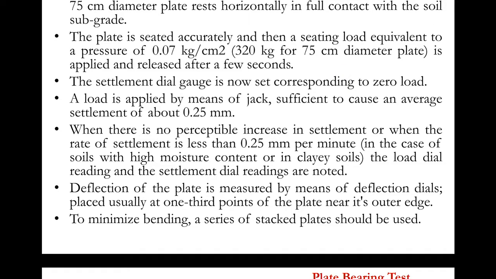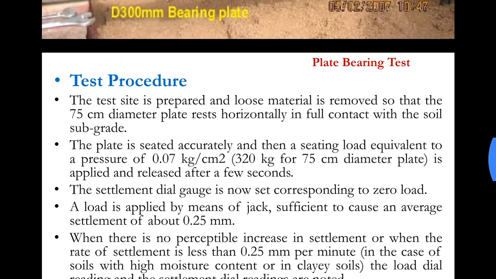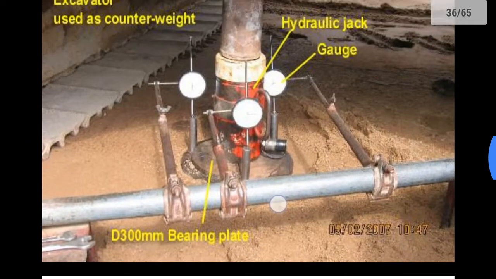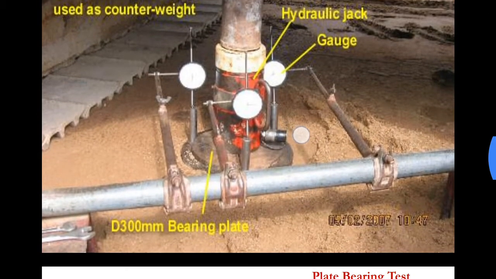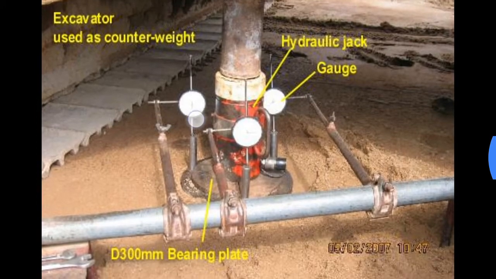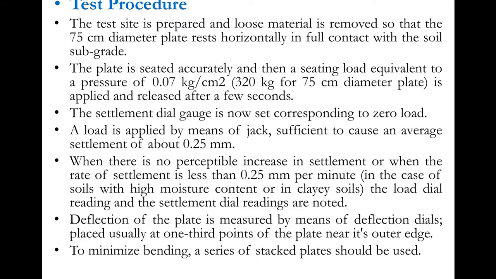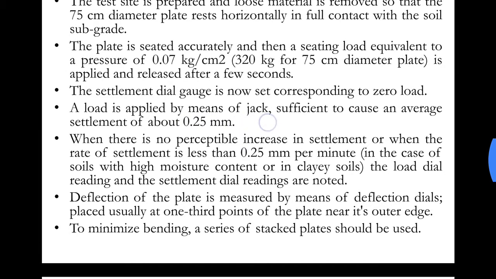The settlement dial gauge is now set corresponding to zero load. After applying the seating load, we set the dial gauge. This is a test site. Here you set the dial gauge to 0 now. A load is applied by means of a jack sufficient to cause an average settlement of about 0.25 mm.